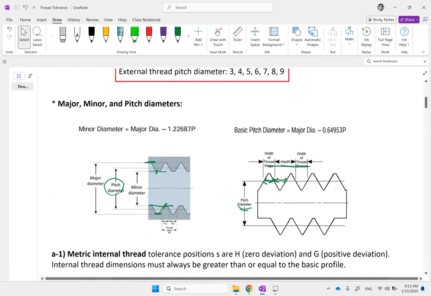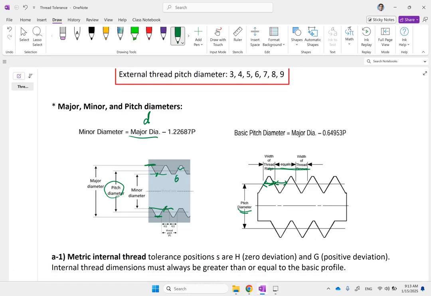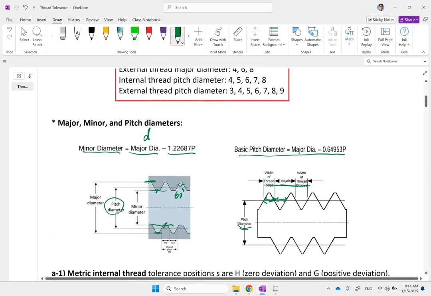So if the major diameter is D, how do we find the minor and pitch diameters? Well, for standard threads where this angle is 60 degrees, and the pitch is P, the minor diameter comes from this formula: major minus 1.22687 P, and the pitch diameter is this one here. These are the formulas for pitch and minor diameters in terms of the major diameter and the pitch itself. Because we need to know them for the example that I'm about to show you, we need to know how to calculate these numbers.